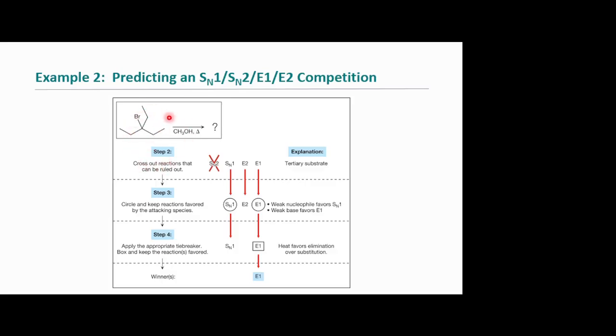The other thing we have to consider now is that we are going to go on to the next step. And we're going to have to figure out, well, which one do we favor now with our actual attacker? Is that a strong base in this case? We don't have to actually consider strong nucleophile. It's not a strong base, not a strong nucleophile, it's not strong anything, is it? This is just methanol.